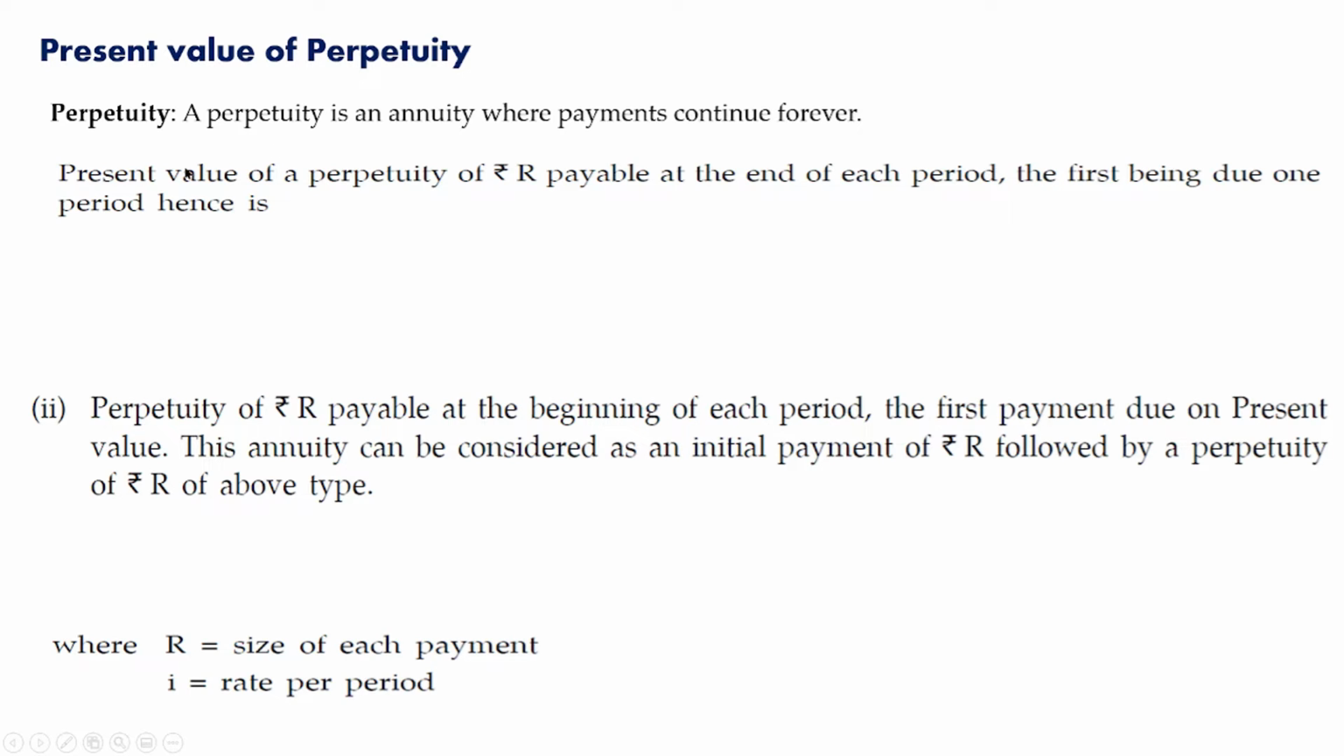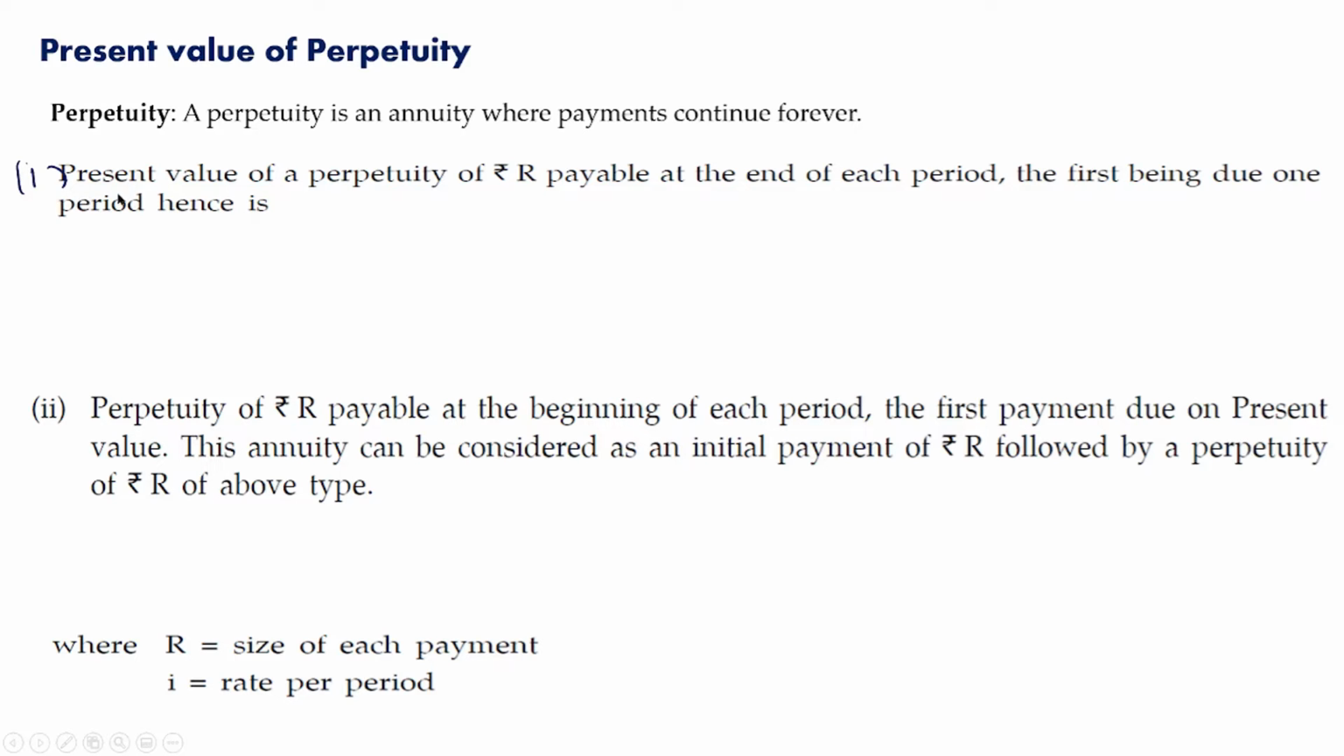First we will see what is perpetuity. A perpetuity is an annuity where payments continue forever. So it is a perpetuity in which the annuity will continue for an infinite period of time. Under present value of perpetuity, we have to remember two different formulae. The first one is present value of the perpetuity where rupees R is payable at the end of each period, and next is present value of perpetuity where rupees R is payable at the beginning of each period.